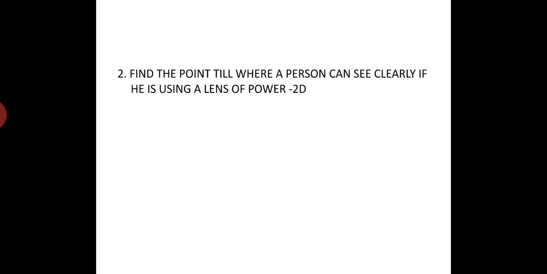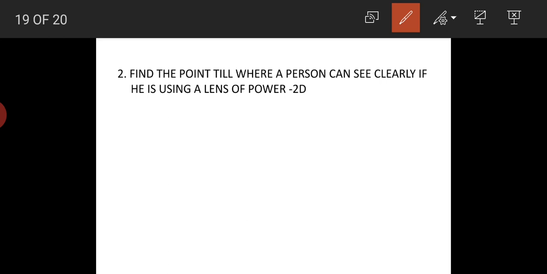Next example: find the point till where a person can see clearly if he is using a lens of power minus 2D. Here in the question, power is given as minus 2D. Power is minus 2 diopter. Negative power means he is using a lens with negative focal length. It means he is using a concave lens. Concave lens means he is suffering from myopia.